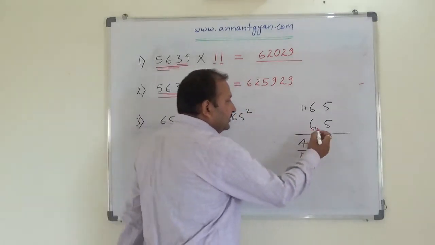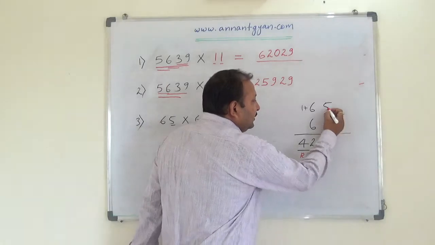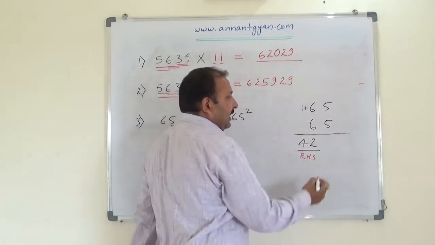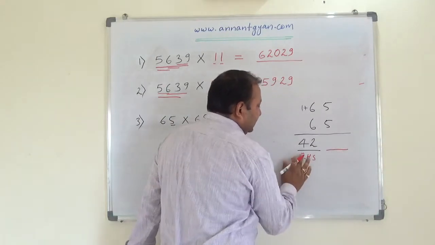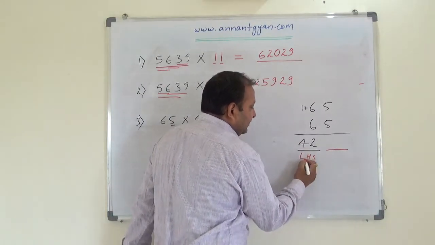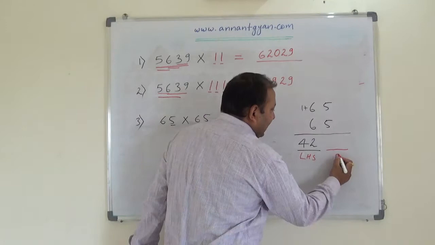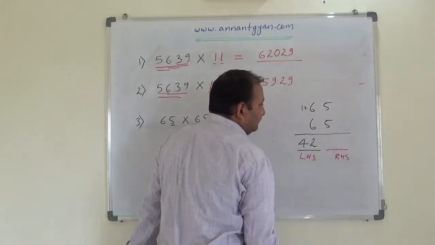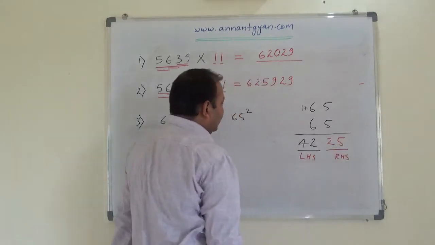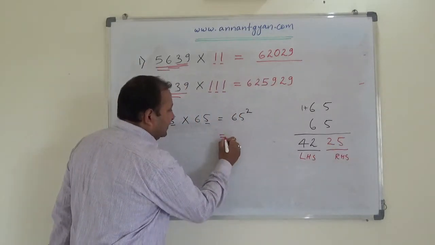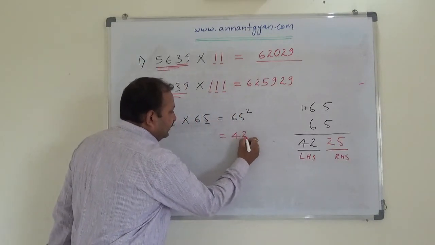The next one is, we shall multiply both unit place numbers together and write that on the right hand side of the answer. So 5 into 5 is 25, we shall write 25. So finally we shall get the answer, 4225.